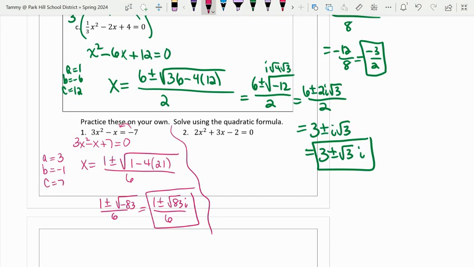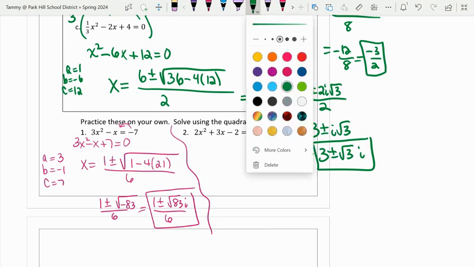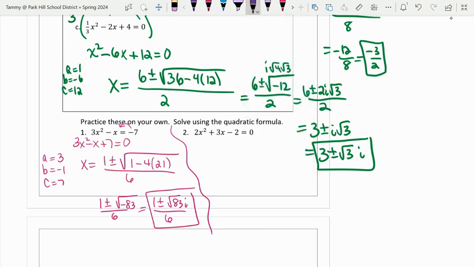All right, the last one. Let's see what you get. Work this out on your own and then check when it's done.